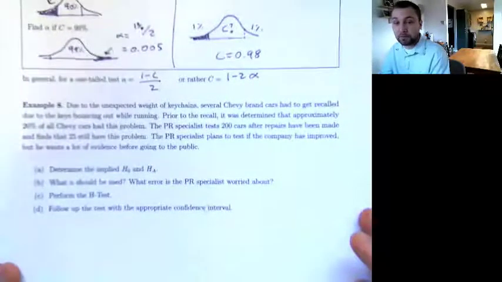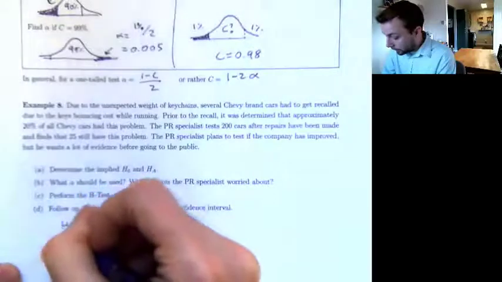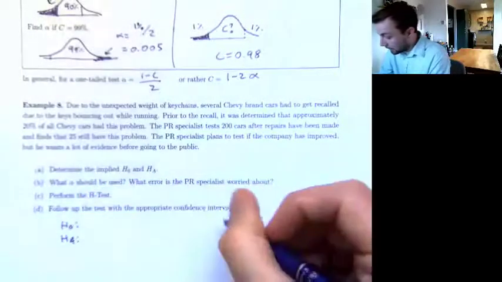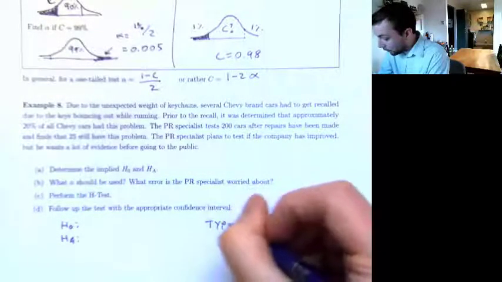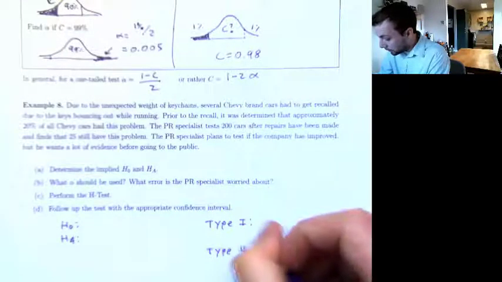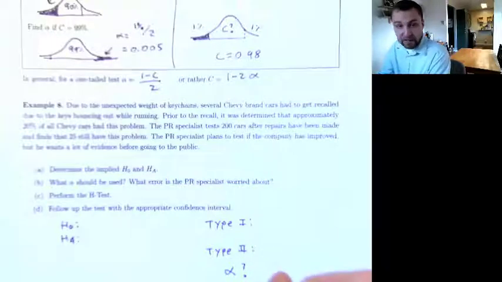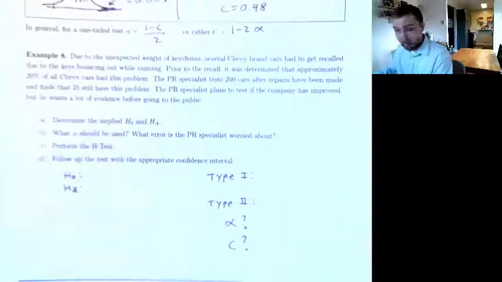Let's look at a final example, and I'm not going to do this whole thing. I'm just going to really concern myself with setting up the null and alternative hypothesis. I want to know what a type 1 and a type 2 error look like. I want to select my alpha, and based off of my selection for alpha, I want to figure out what I have to have for sure as my confidence level C.